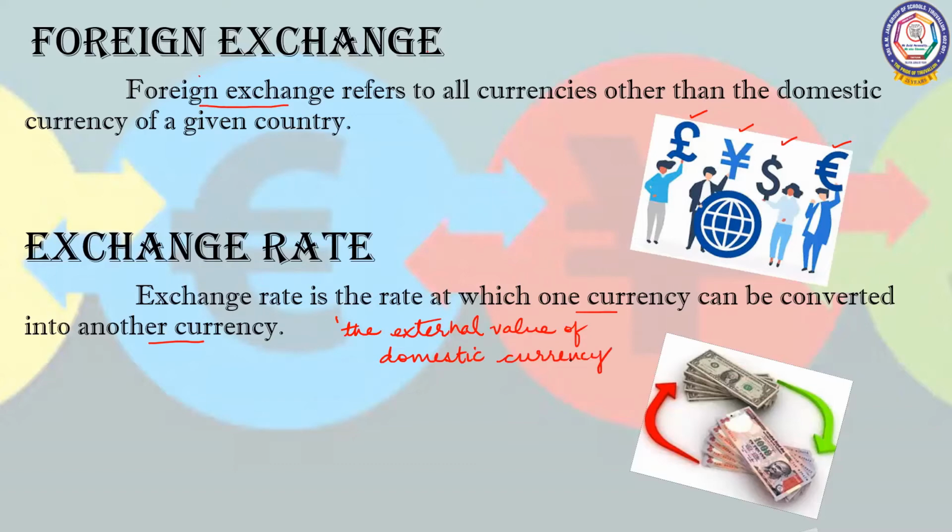Suppose an Indian firm imports $5 worth goods from America. The Indian importer has to convert Indian rupees to American dollars to make the payment. If the rate of $1 is equal to rupees 70, and if the importer has to pay $5, it means he has to pay rupees 70 into 5, rupees 350 to America in terms of foreign currency.